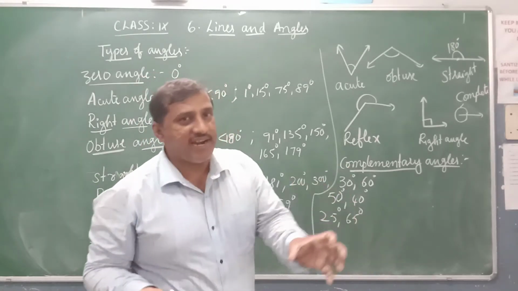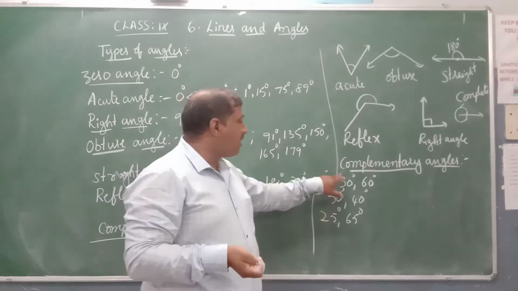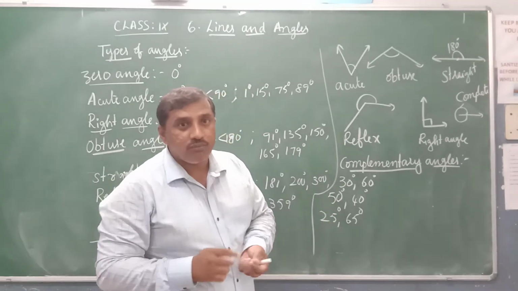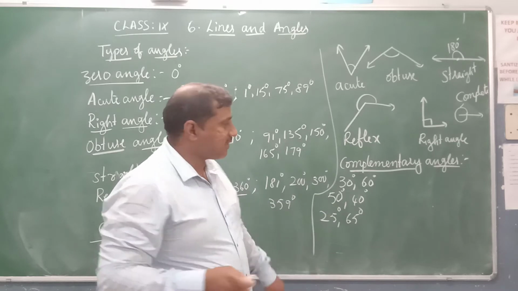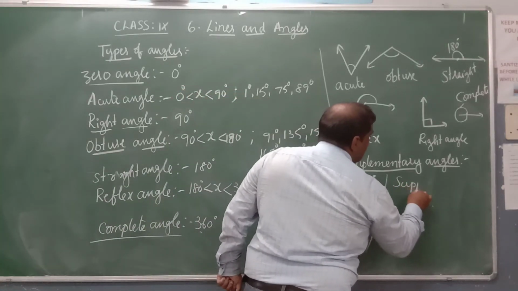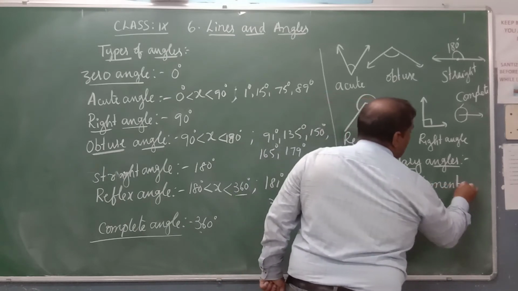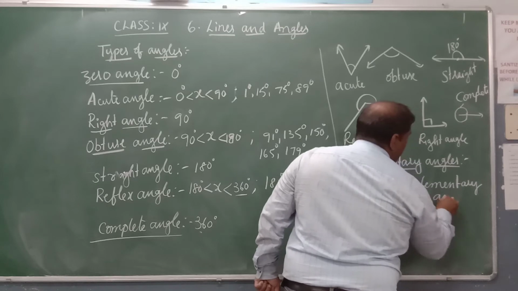Yes, it is 45 degrees. 45 plus 45 is 90 degrees. Here both angles are acute angles. Both the complementary angles are acute angles. Now, the one more type is supplementary angles. Supplementary angles. What are supplementary angles?